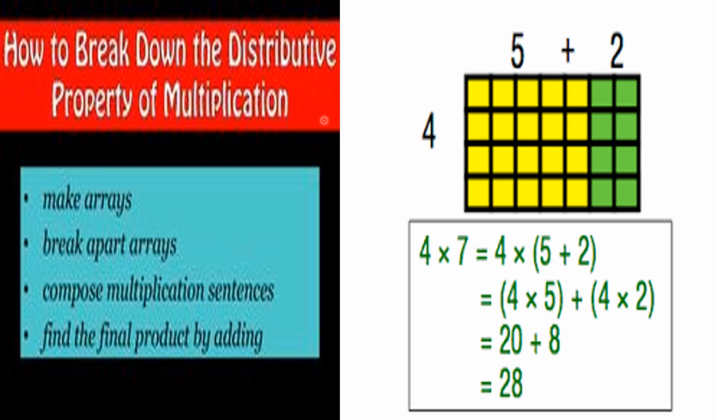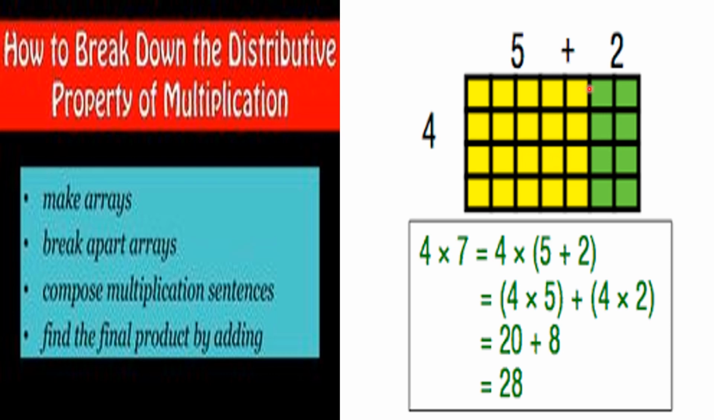Now, let us understand the rule to break down the distributive property of multiplication. The first step is to make arrays. Now break apart the arrays. After breaking, you have to separate them into two arrays. After separating them into two arrays, we have to complete the multiplication process, and finally find the product by adding.